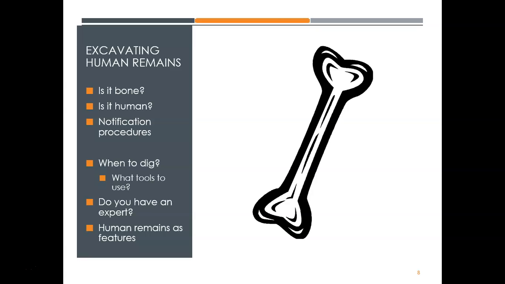So we need to be able to identify something positively as bone, and then we need to identify it as human. And this is where, again, that comparative zoology, comparative anatomy courses, comparative osteology, all of that training becomes really critical so that you can definitively determine whether or not the material you're dealing with is A, skeletal, and B, human. Then I mentioned, of course, the notification procedures may kick in.